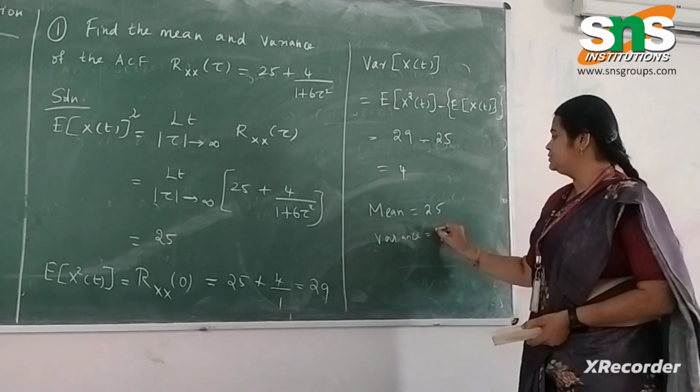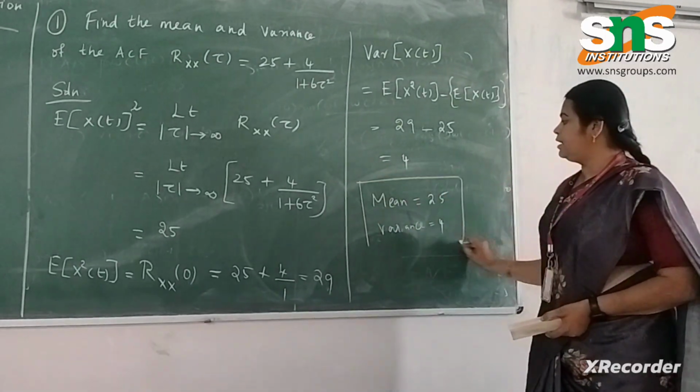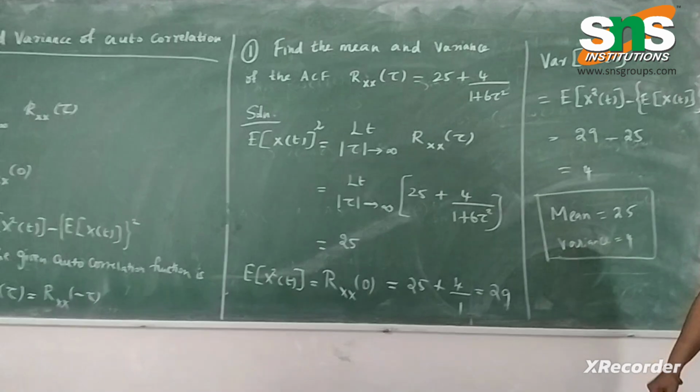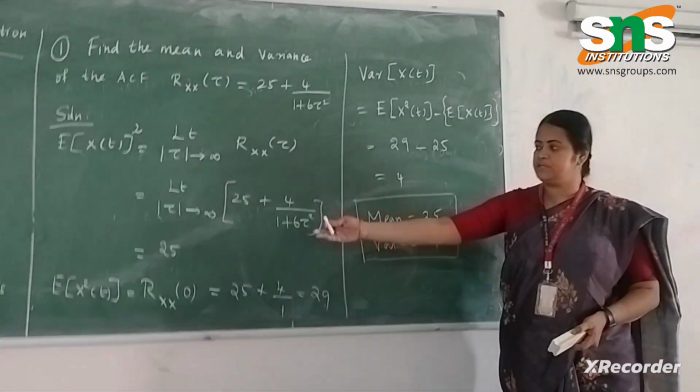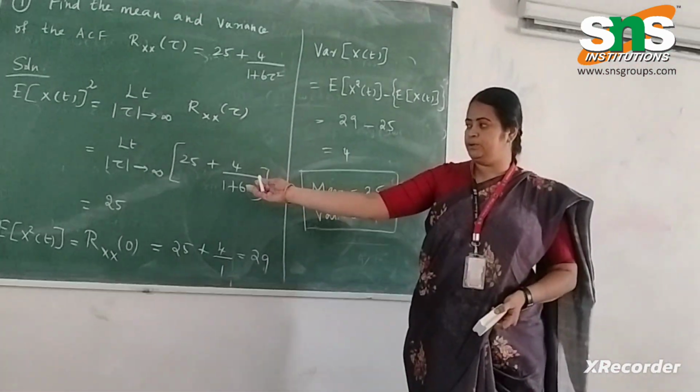So this is our answer. Suppose they ask to check whether the autocorrelation function is valid or not, you have to check r xx of tau equal to r xx of minus tau.